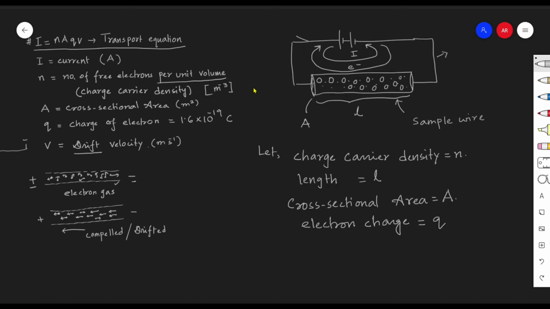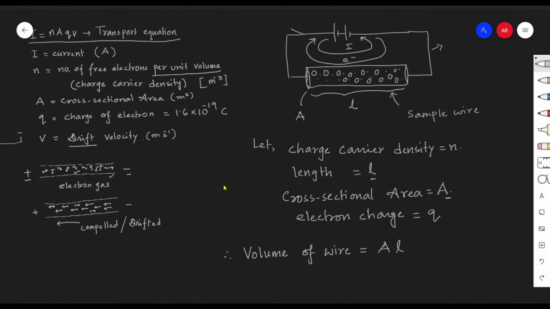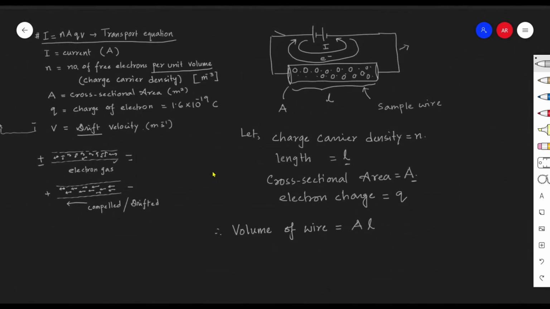Okay, I wrote Q. So if the length is L and the area is A, then what is the volume of the conductor? Isn't it length times area? So the volume of this sample wire is area times length. In 1 unit volume, there are n many charge carriers. Charge carrier density is nothing but the number of free electrons per unit volume. So in 1 unit volume, there are n many electrons.